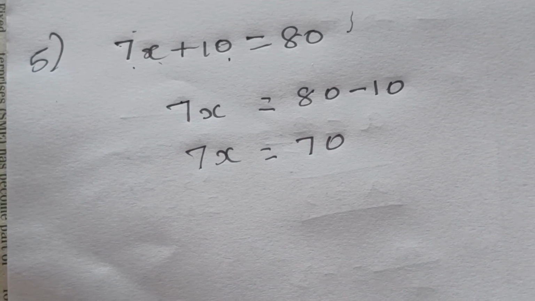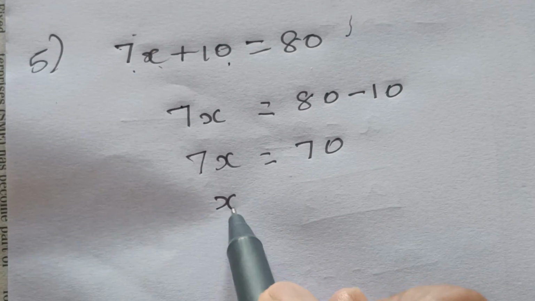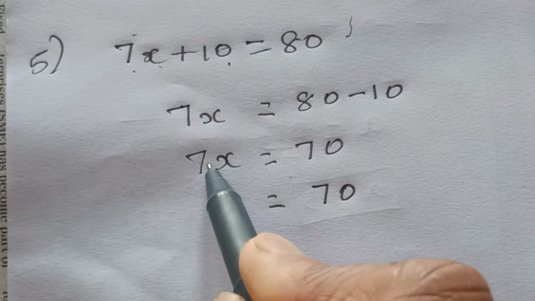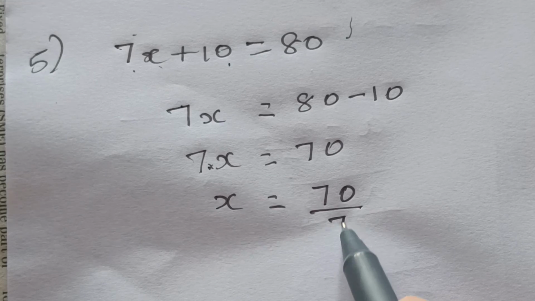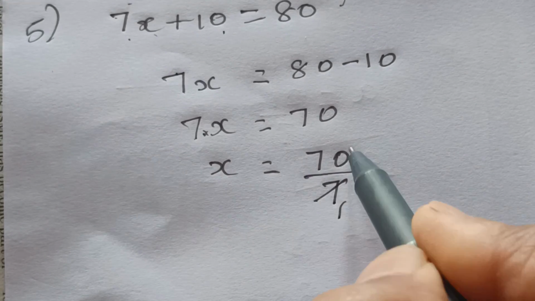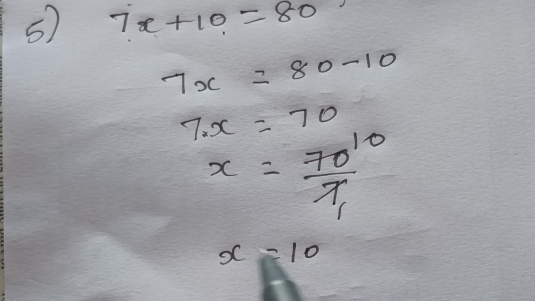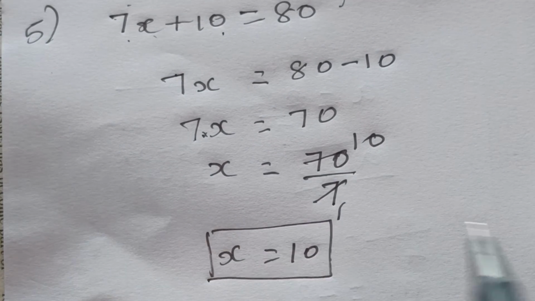Now we have only one number. How to move this? x is equal to the right hand side as it is, and what is the operation here? Multiplication becomes division. Now cancel them. 7 ones are 7, 7 tens are 70, and the value of x, the solution, is 10.